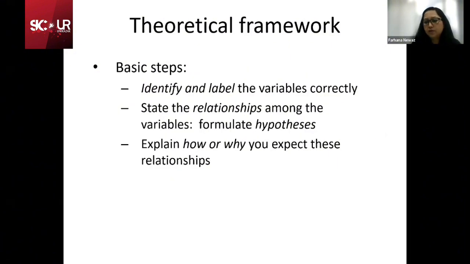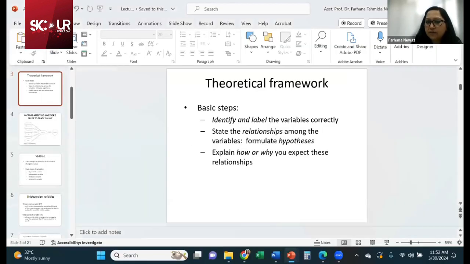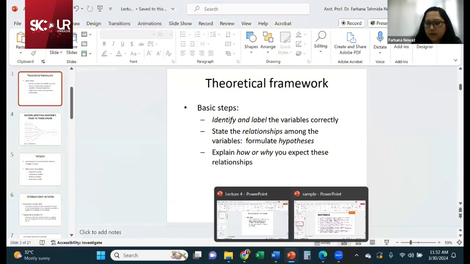So then usually when you go for developing or drawing the theoretical framework or conceptual framework, what are the basic steps you need to follow? The first step: you need to identify and label all the variables correctly that you are going to consider for developing your conceptual model. And for identifying and labelling the variables correctly, the variables related to your topic will be coming from where?